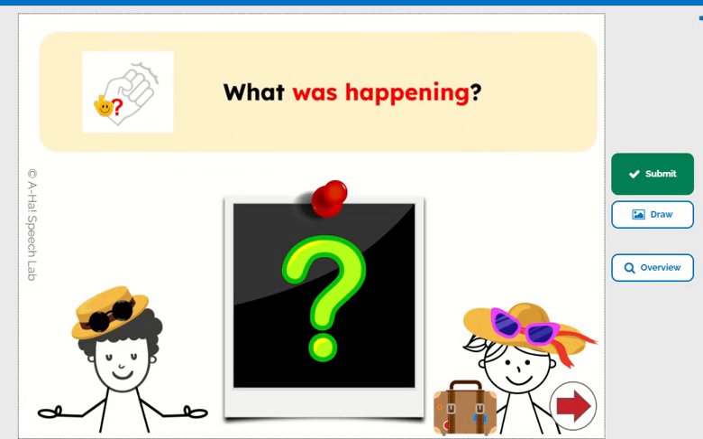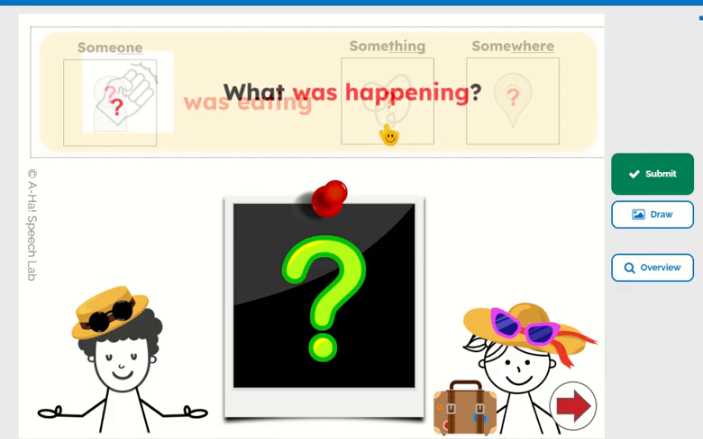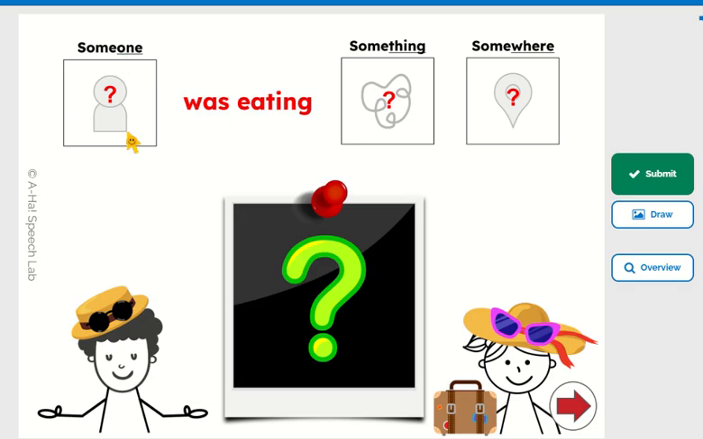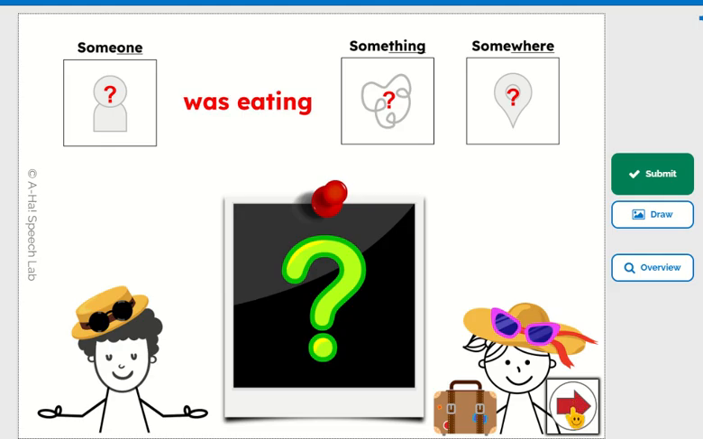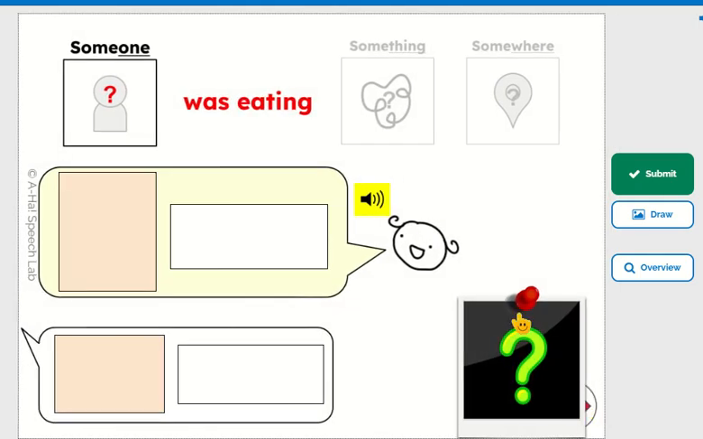So everybody, let's ask. Something was happening. They took a picture. So let's ask, what was happening? Encourage your students to say that, what was happening? And click. Okay, someone was eating something somewhere. That's what was happening. But let's find out. We don't know the details. So someone was eating something somewhere.